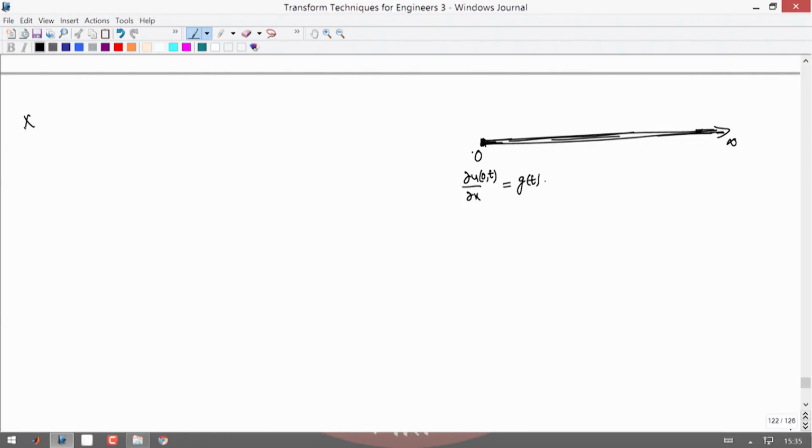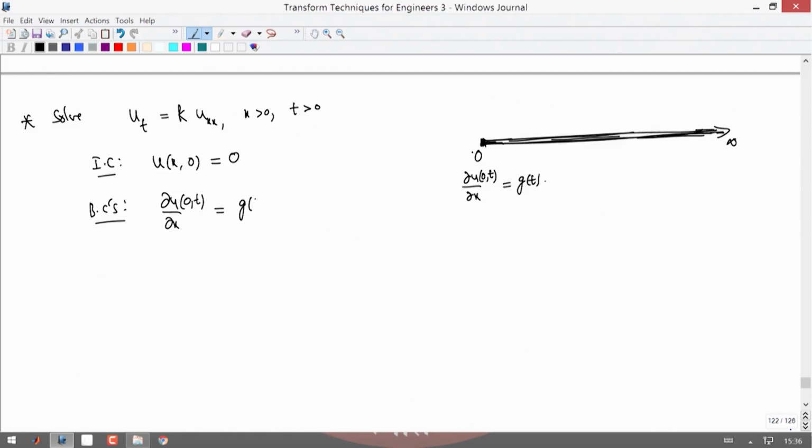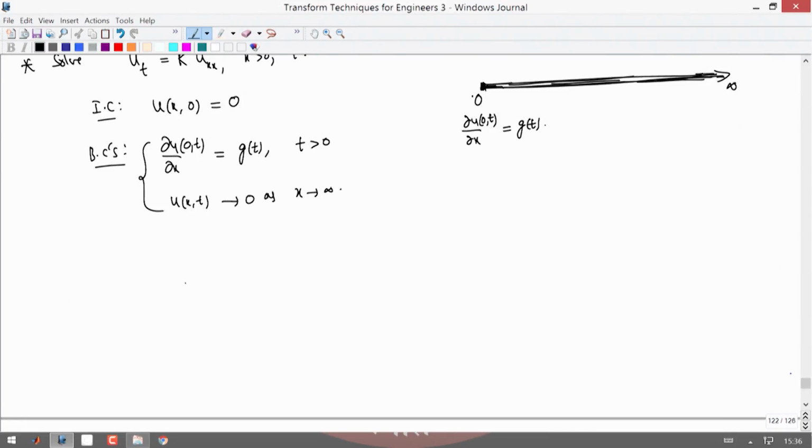So how do I write this as a mathematical problem? Solve u_t equal to k times u_xx, x positive, t positive, and the initial condition is as it is: u of x, 0 is 0, initially the temperature is 0. The boundary condition is dou u by dou x at (0, t) equal to g of t, t positive, and u of x, t goes to 0 as x goes to infinity. So this is another boundary condition. These are the boundary conditions.